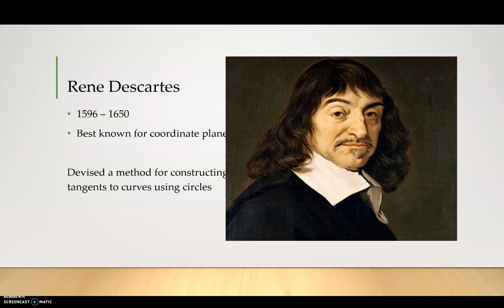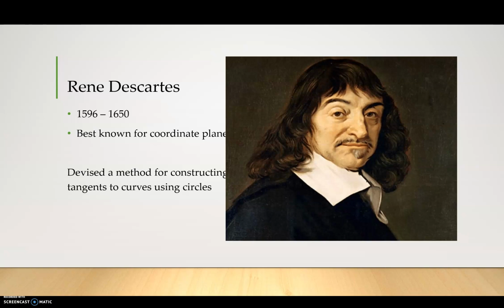And his contribution, not only to geometry, but to the development of the calculus, is that he was devising a method for constructing tangent lines using circles. Now, the only downside was his method was extremely complicated. It was very obscure, it took a lot of work, and it wasn't really good at certain places on curves like maximums and minimums. It wasn't good for handling those situations.